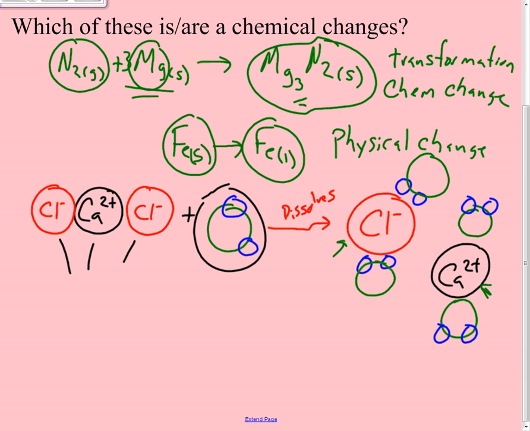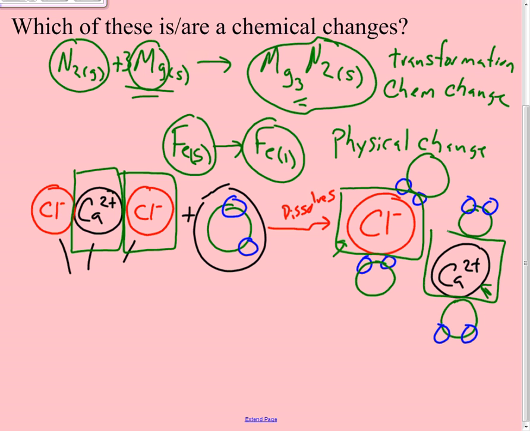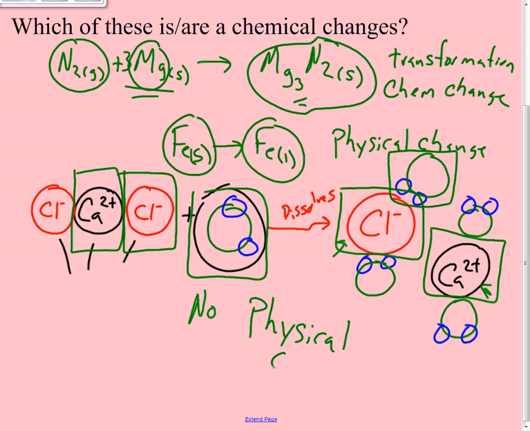But notice, what do I start with? I start with chloride, and I end over here with chloride. I start with calcium plus 2. I end with calcium plus 2. I start with water, and I still end with water. Did anything transform here? The answer is no. There is no transformation, so that means dissolving is a physical change, not a chemical change.